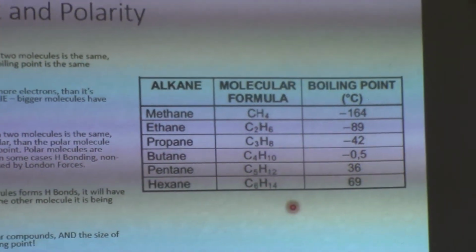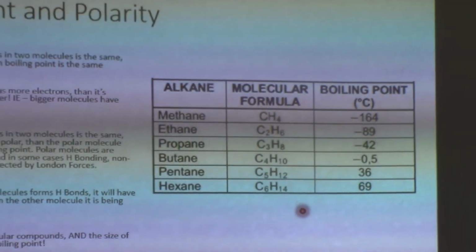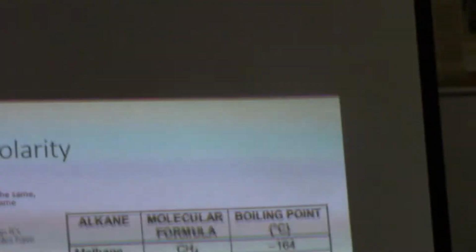Molecular size for boiling points. That's an easy numerical response question when we talk about the size of organic molecules.